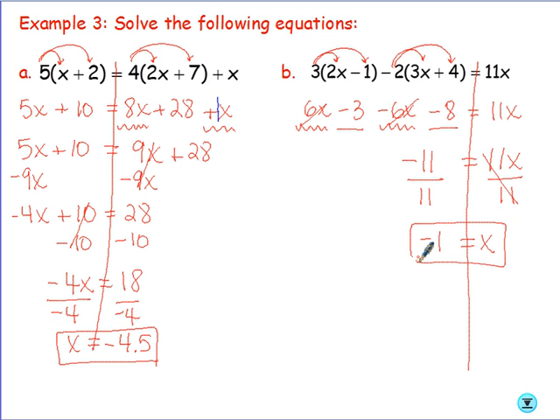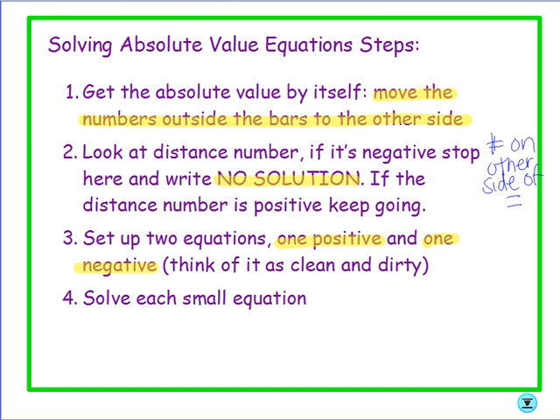The next thing we are going to do is look at solving absolute value equations. So if we need to refresh real quick, don't forget, get the absolute value by itself. In other words, move the numbers outside the bars. Then look at the distance number. If it's negative, we stop and write no solution. If it's positive, we then set up two equations, one with a positive distance, one with a negative distance, and then finally, we solve each small equation.